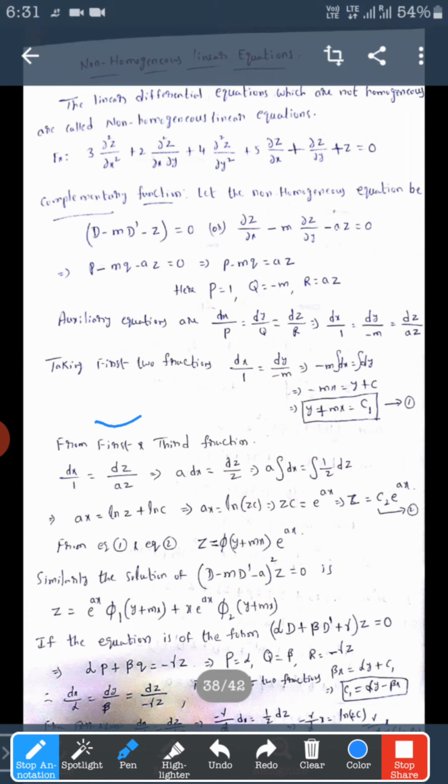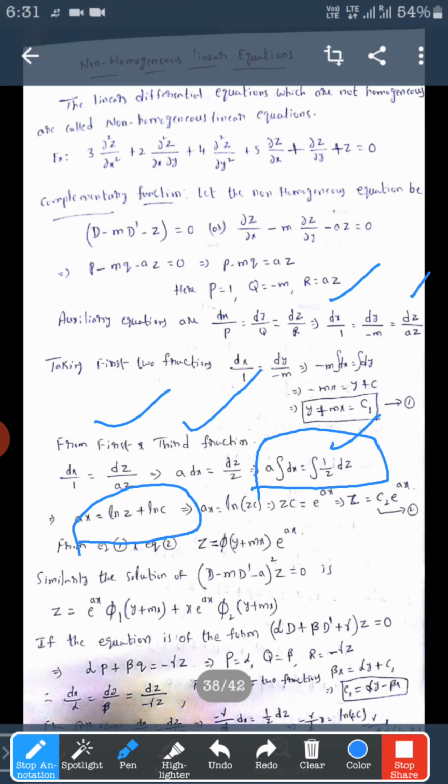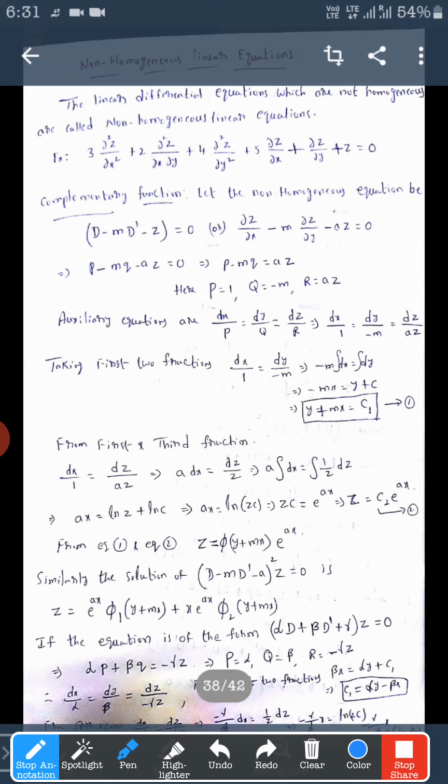Next, taking the first and third fractions, that means the first one and the third one. After separating variables, we get integral a dx is equal to integral 1/z dz. Therefore, ax is equal to log z plus log c, since this is of the form 1/x dx. Therefore, z is equal to c e^(ax). In place of the constant c, we will substitute a function. Therefore, z is equal to a function of (y + mx) into e^(ax).